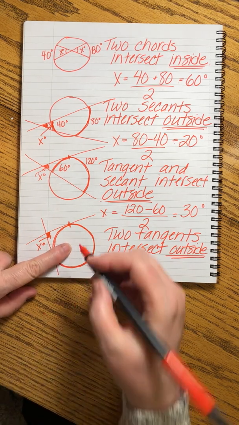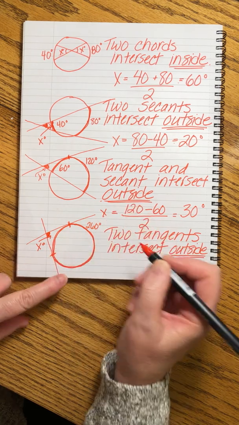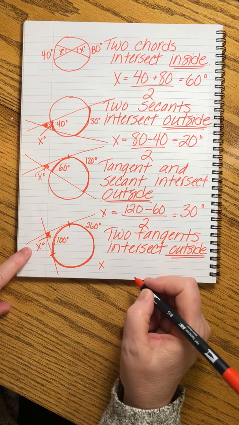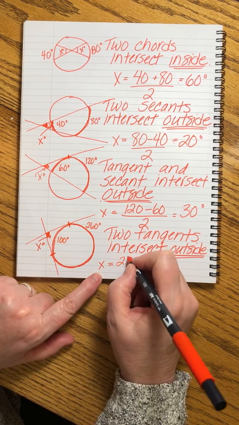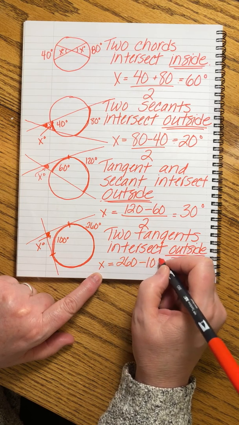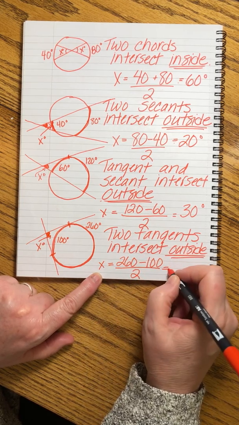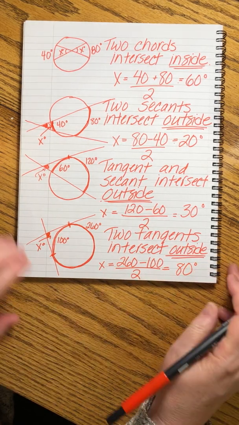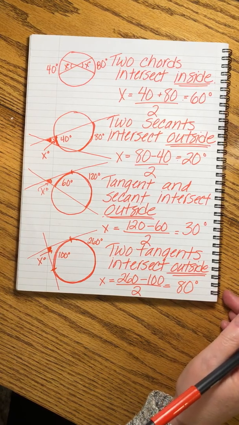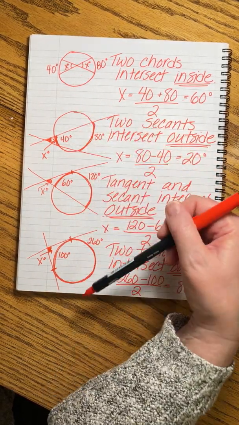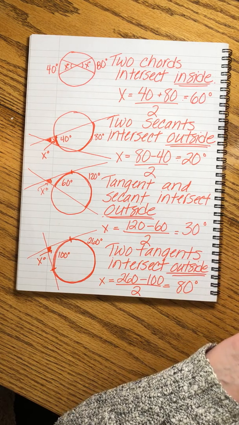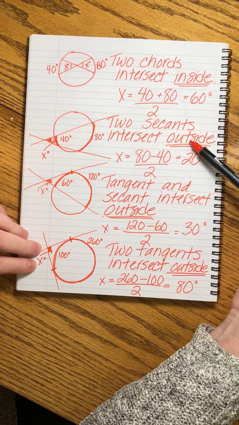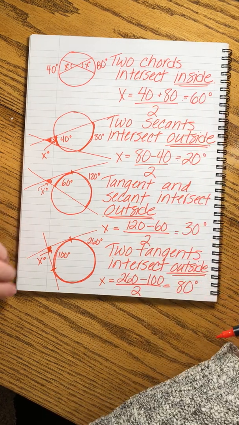Okay, but we need the calculation. We find out that the outside bit is 260 and the inside bit is 100. So to find this angle, we will take 260, subtract the 100, divide it by 2, you guessed it. This is 160 divided by 2 is 80 degrees. All right? So, look at what we did. We have four different scenarios that involve chords and secants and tangents. One intersects inside the circle. Three intersect outside the circle.